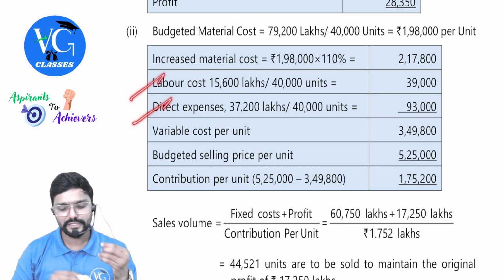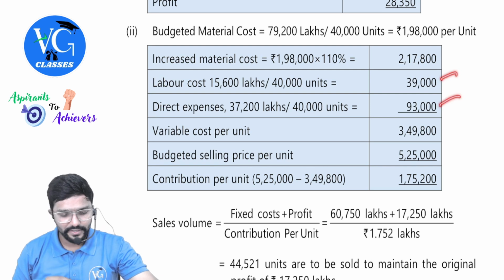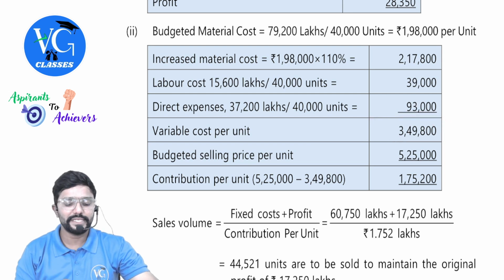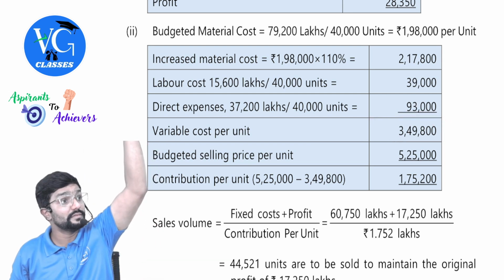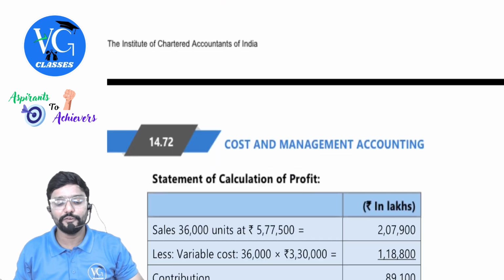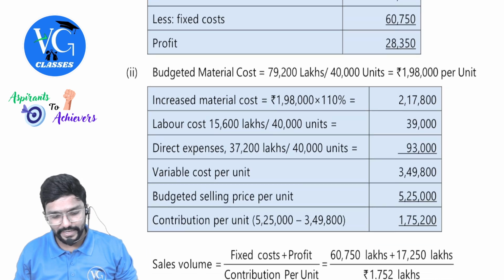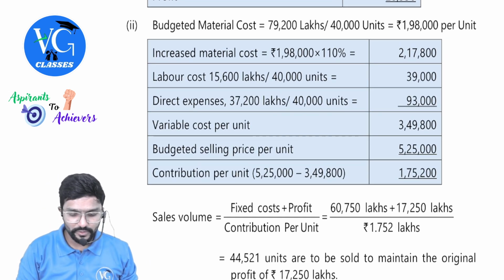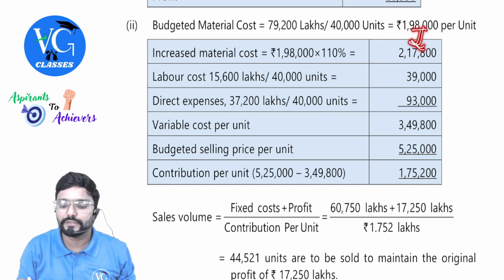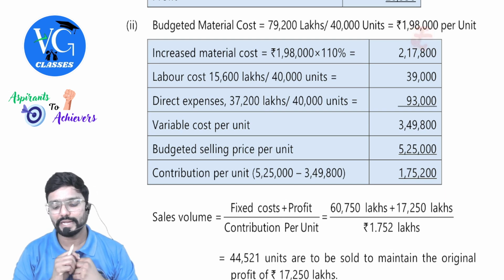Labor cost, direct expenses also do per unit. You'll get 3993. So variable cost total per unit 3,49,800. Budgeted selling price per unit previous only they told as per the previous selling price how much? 525. That is before the change, guys. Before the change, whatever was there, 5,25. So what's the contribution per unit? 1,75,200, and all of this is in rupees, not in lakhs. All of this is in rupees, guys.